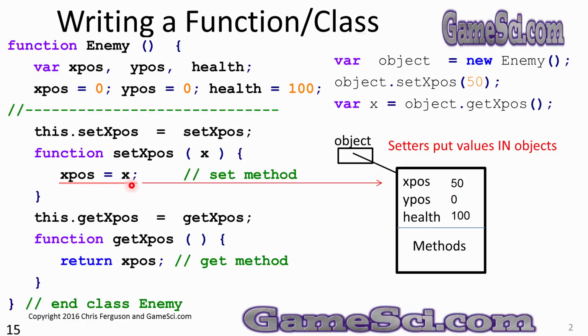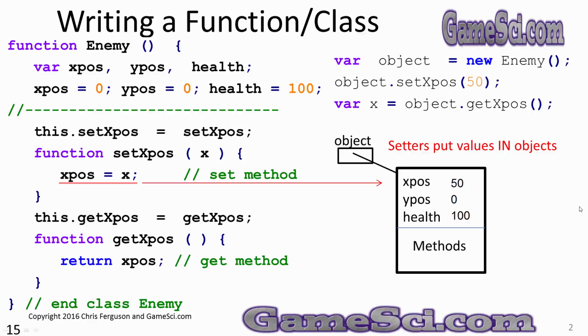SetExposition will say exposition equals x. X is the 50 that was passed to the parameter x. So the 50 that was passed to the parameter x will be assigned to the exposition variable, and you can see that 50 showed up. Recall that setters put values into objects.